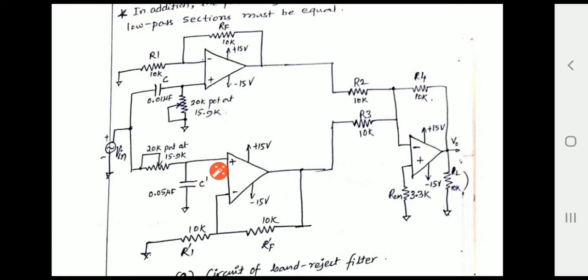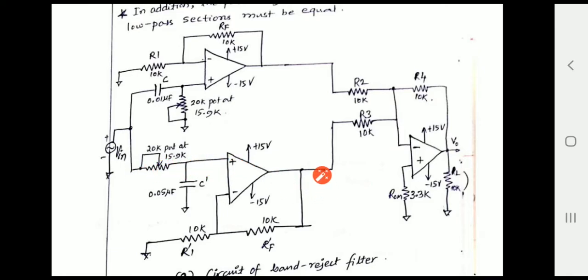Vin is the input signal, which is connected to the non-inverting terminals of the high pass and low pass filters. We know that when the frequency of an input signal is low, the reactance of capacitors is very high. Assuming the frequency of the input signal is low, the reactance of this capacitor is very high and it acts as an open circuit. Therefore, there is no path for the input signal to flow to the output side. Similarly, in the low pass section, this capacitor reactance is also very high and acts as an open circuit, but there is a path to flow towards the output side.